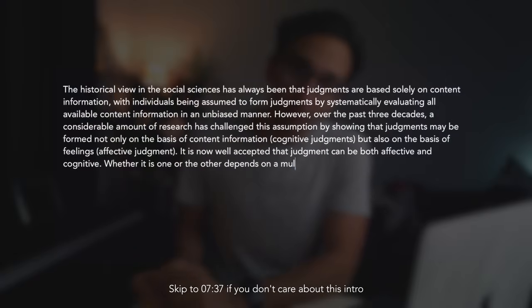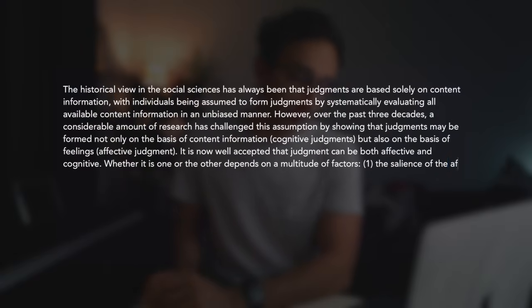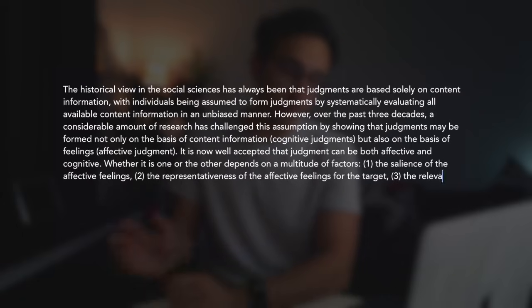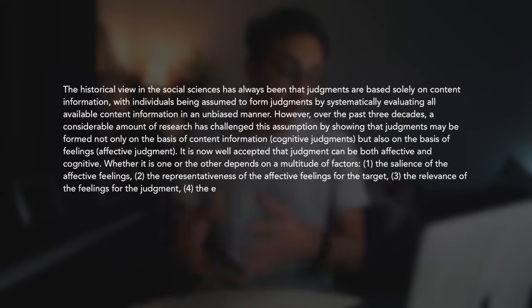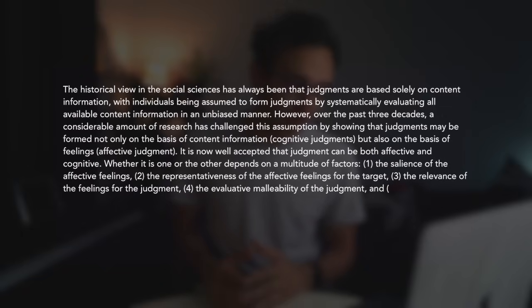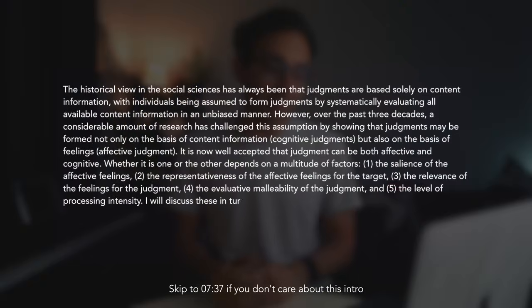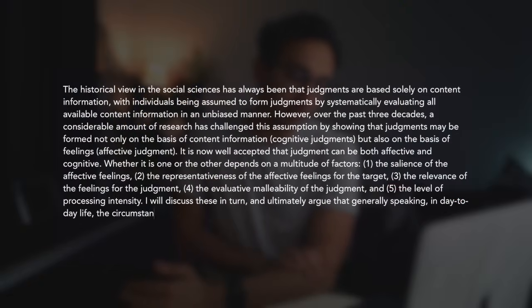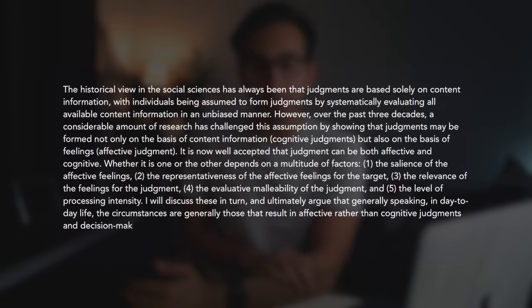And here's where the good stuff comes. Whether it is one or the other depends on a multitude of factors. Number one, the salience of the affective feelings. Number two, the representativeness of the affective feelings for the target. Number three, the relevance of the feelings to the judgment. Number four, the evaluative malleability of the judgment. And number five, the level of processing intensity. And here is the ultimate clincher for this. I will discuss these in turn and ultimately argue that generally speaking, in day-to-day life, the circumstances are generally those that result in affective rather than cognitive judgments and decision-making.